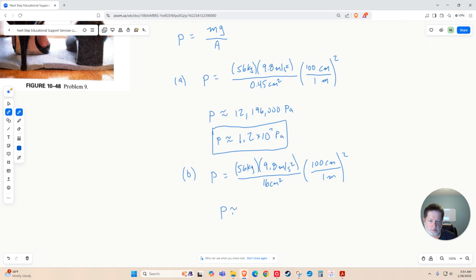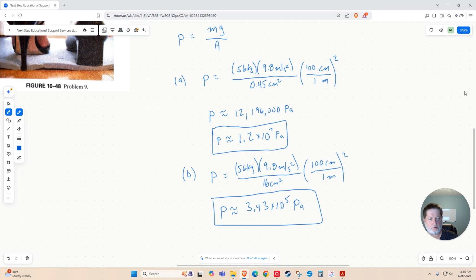And your calculator should spit out a number, 3.43 times 10 to the 5th. So that is in the realm of what we expected. That answer is reasonable. And it is, in fact, significantly lower than the spike heel. That takes care of this problem. We're on to the next.